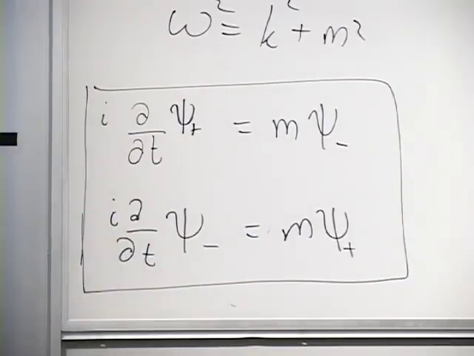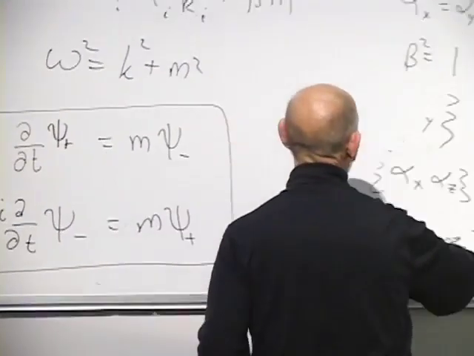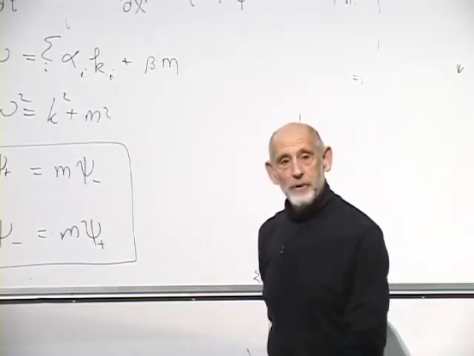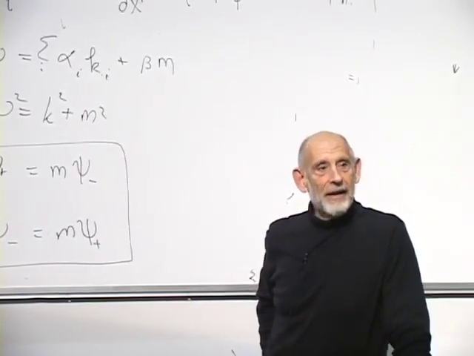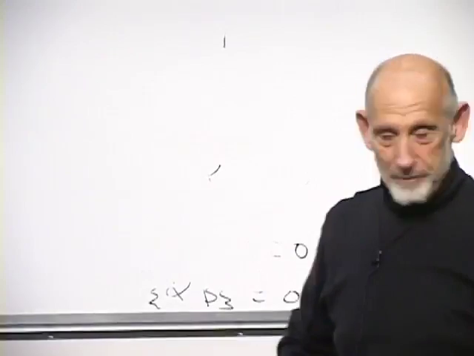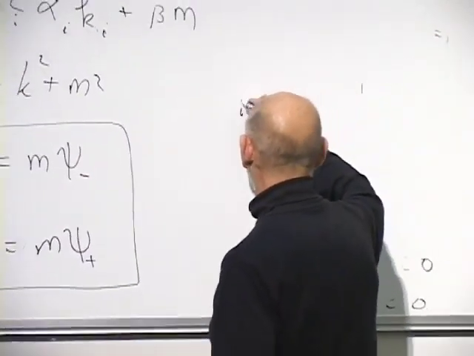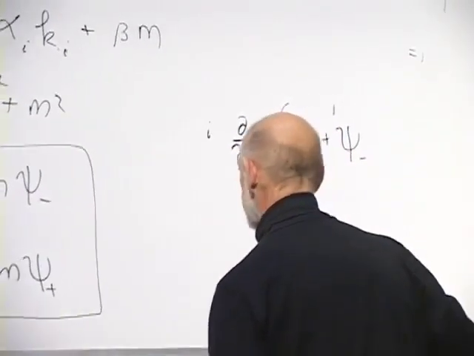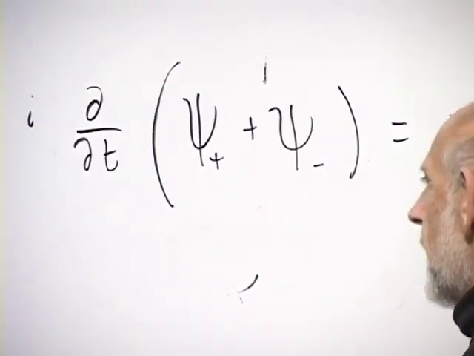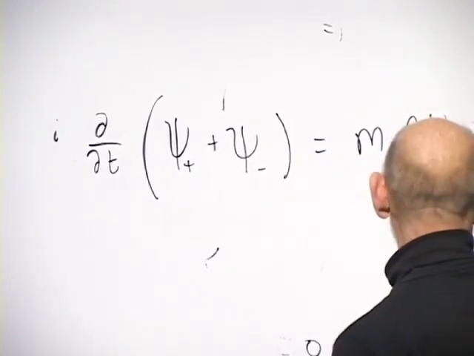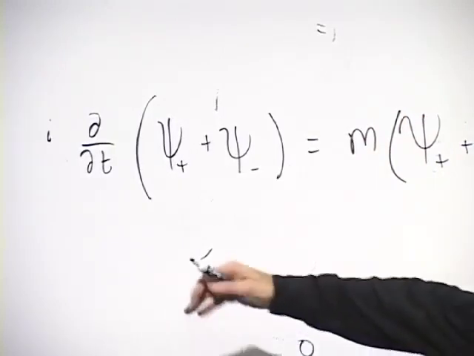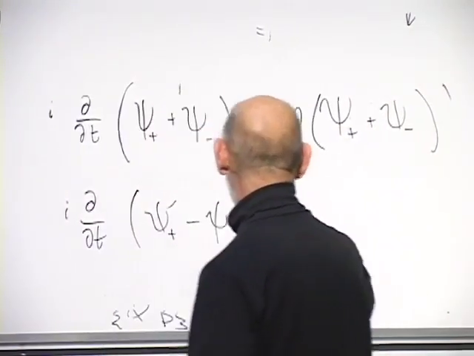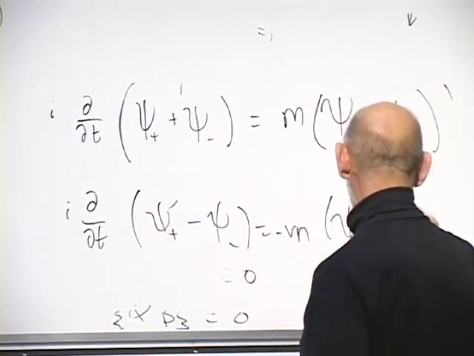It's even simpler than that. The next step: anybody got a good idea what to do with this to simplify it? Add them and subtract them. Okay, so what happens if you add them? i d by dt of (psi plus plus psi minus) equals m (psi plus plus psi minus). That's adding them. And subtracting them, i d by dt of (psi plus minus psi minus) equals minus m (psi plus minus psi minus).